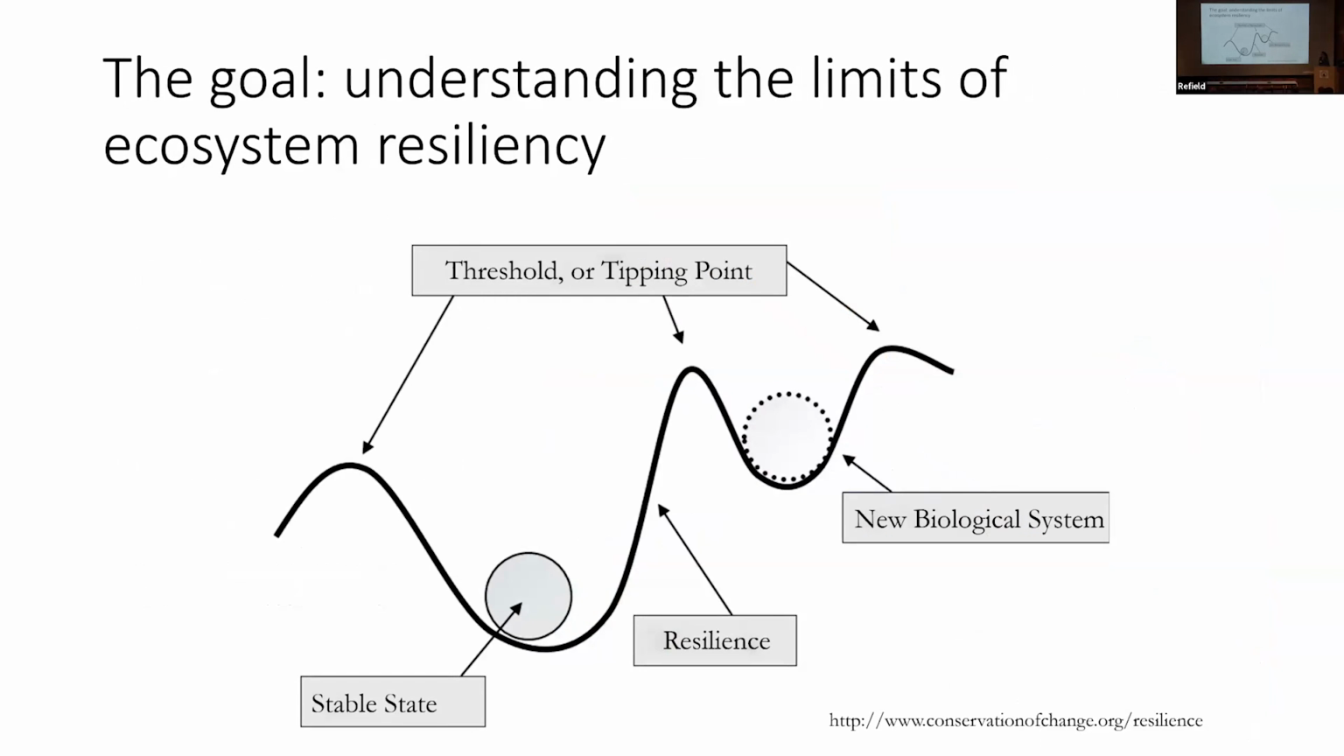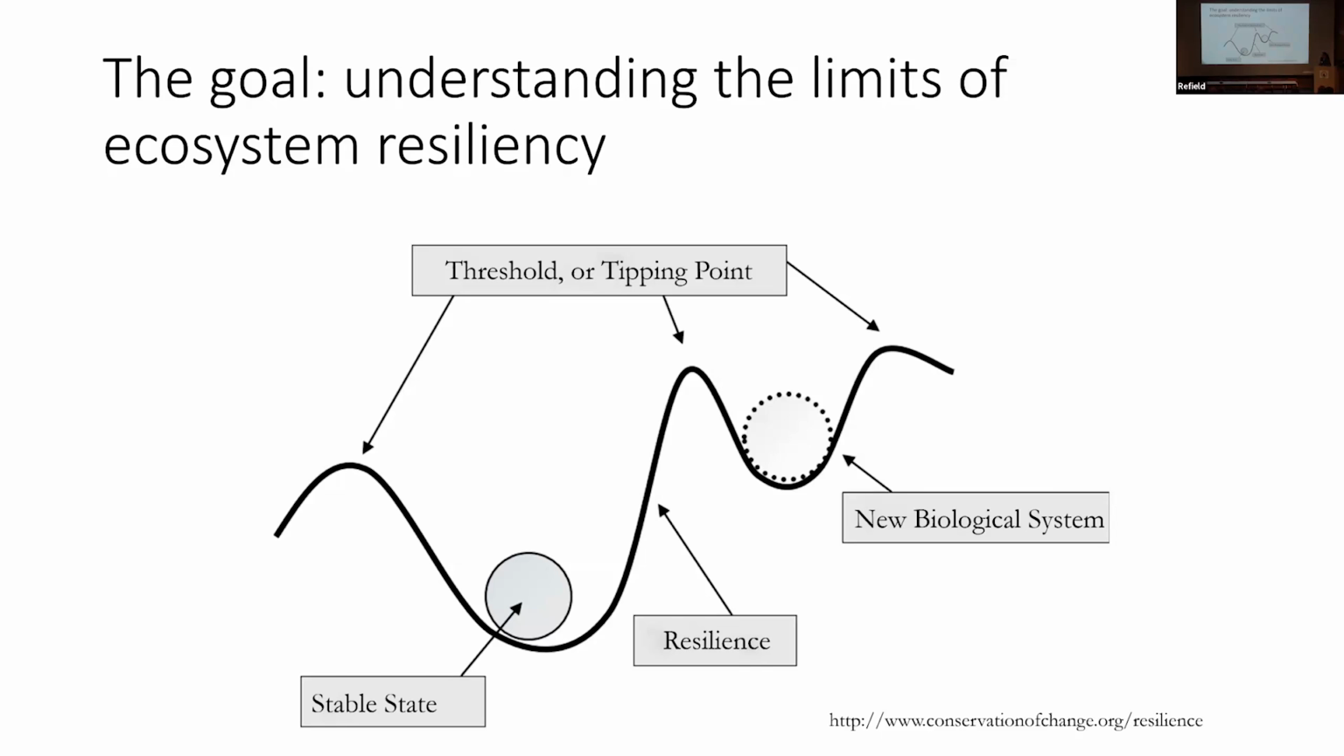So I think the overall goal that I have, or that maybe we ought to have, is that we want to understand the limits of ecosystem resiliency. And maybe I should have written resistance here instead of resilience. I really appreciate the earlier talk defining those terms. But basically, we have our ball and cup model, where the ball represents the ecosystem state, which is relatively stable in this configuration. But what perturbation does it require to get over into a new biological system, which is a reorganized ecosystem?